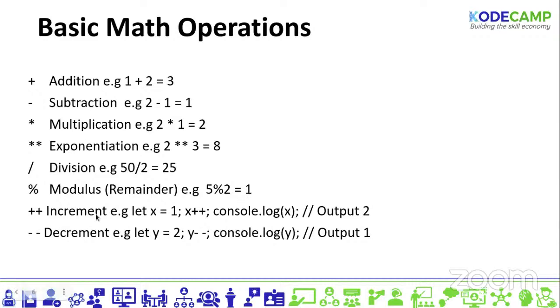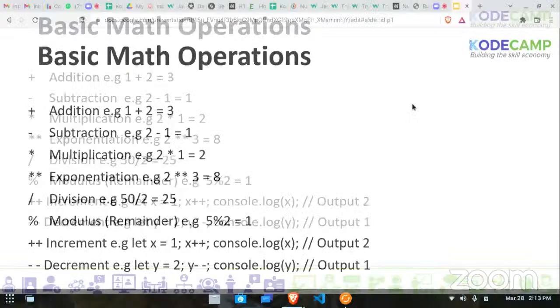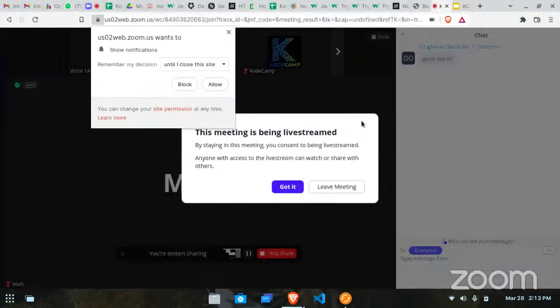We have increments, for example, x plus plus. This is almost like saying add. In fact, it's the same thing as saying add 1 to x and then store that value as x. It's the same with decrements: reduce y by 1 and store the value. So I hope you guys are following.